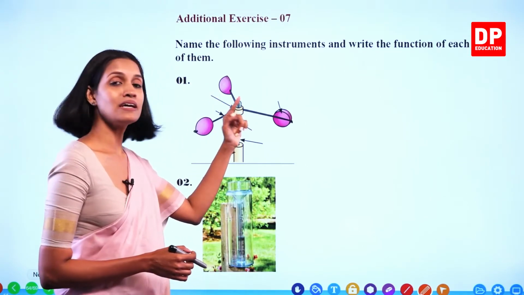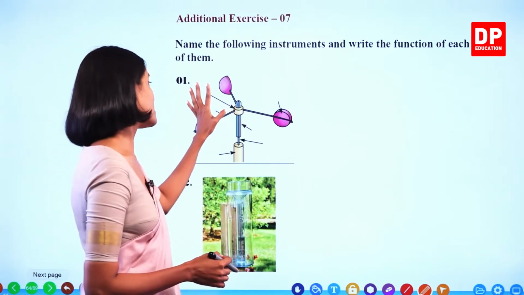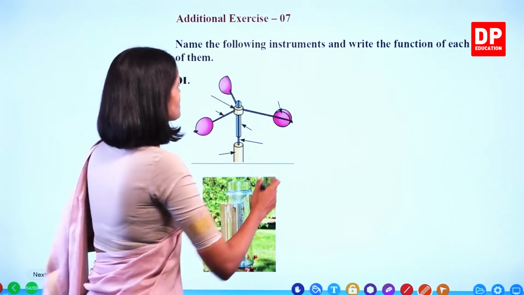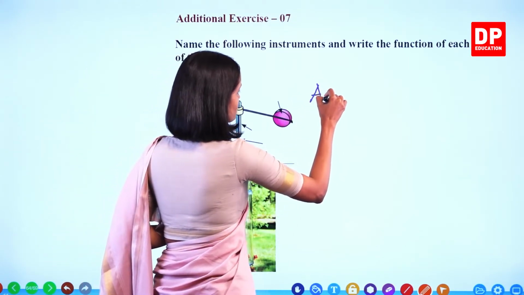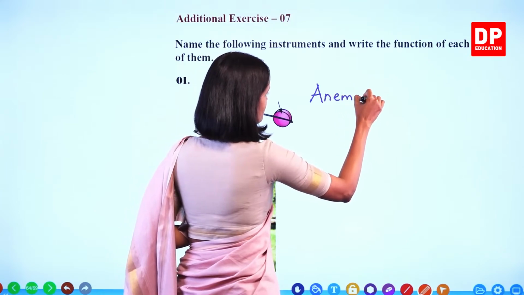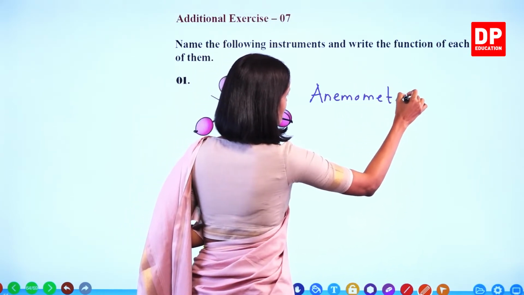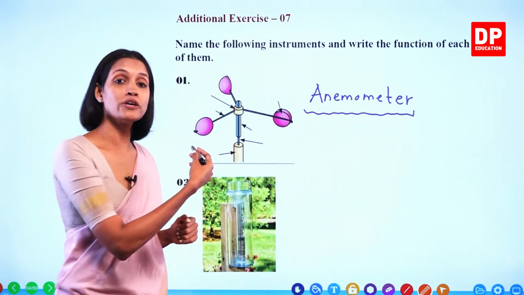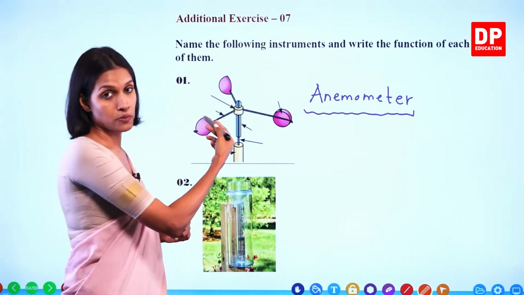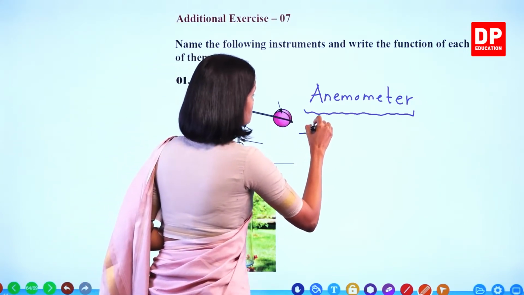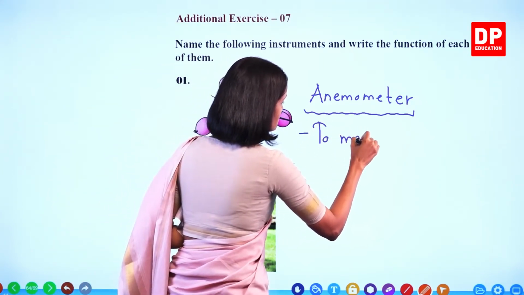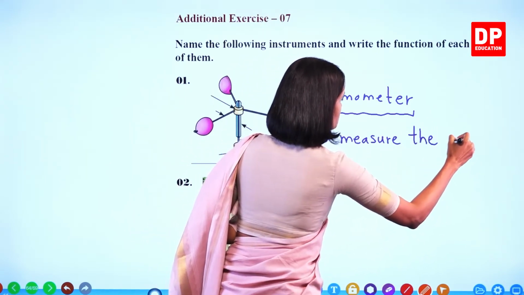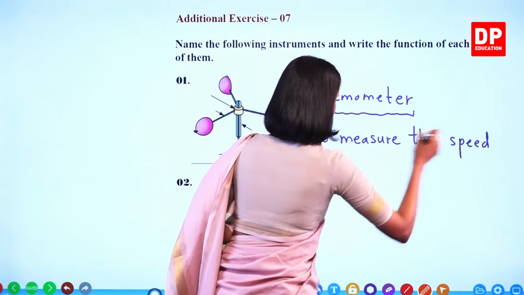The first one is the anemometer. Do you remember we made something like this with half a ball with 2 different colors, right? This is anemometer. So what is the function, children? Function is to measure the speed of the wind, right? To measure the speed of the wind.